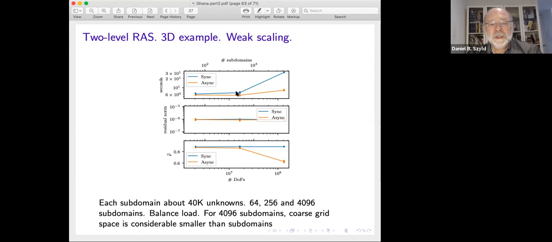Here's a three-dimensional example. And here we see a similar situation: when you go to 4 times the subdomains, the synchronous method takes much longer. The asynchronous is almost flat. And here, the situation I mentioned earlier, the coarse space is still smaller than the subdomain, so that's not an issue. It's an issue of communication. This is really showing that the communication hinders the convergence of the synchronous method.